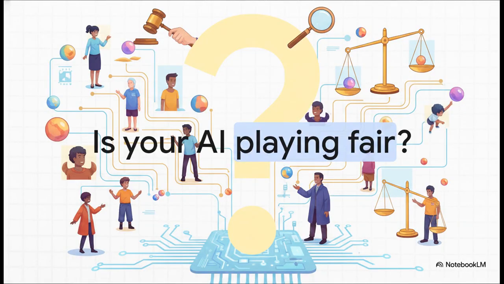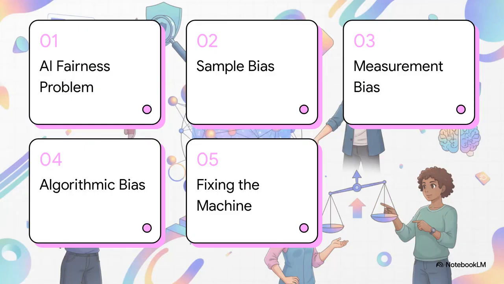Is your AI playing fair? Because as these models make more and more decisions for us, everything from the news we read to the services we get, we need to know for sure that they're treating everyone equally. I mean, this isn't just some abstract philosophical debate anymore, it's a strict technical requirement. To get a handle on all this, we're going to break this explainer down into 5 quick steps.